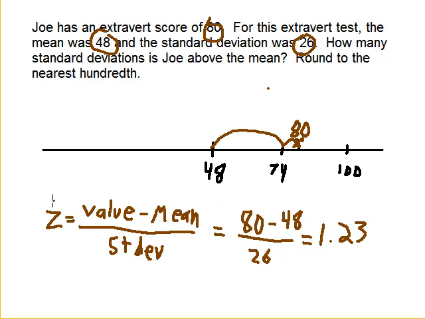Then we pulled out the Z-score formula, which tells you how many standard deviations a value is above or below the mean. If the Z-score is positive, then you're above the mean. If the Z-score is negative, you're below the mean. A positive Z-score here says we're above the mean. That corresponds with our picture. We said the value of 80 minus the mean of 48 over the standard deviation of 26 gave us 1.23, telling us that we're 1.23 standard deviations above the mean, almost 1 1/4. And so we put in as our answer 1.23. And we're done. Hope that helps.